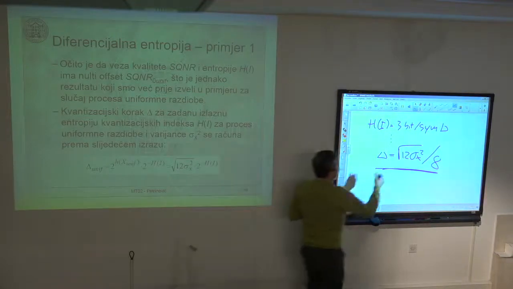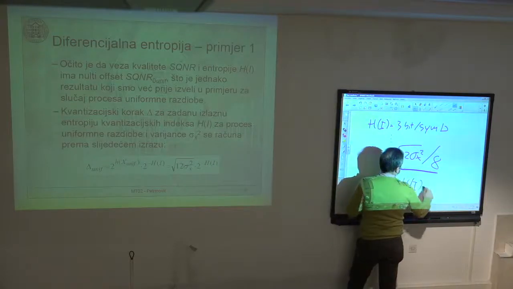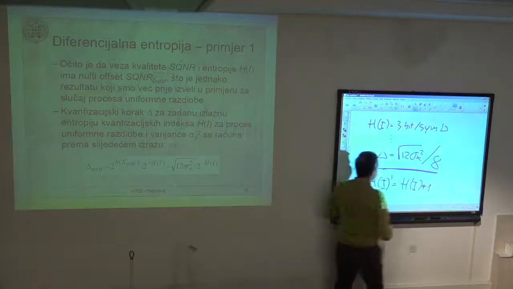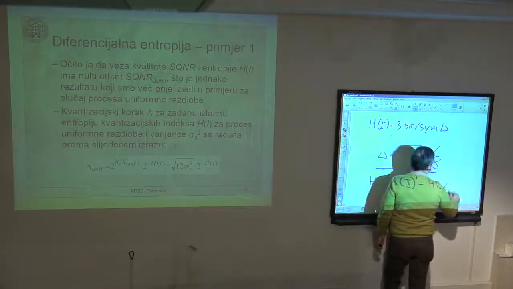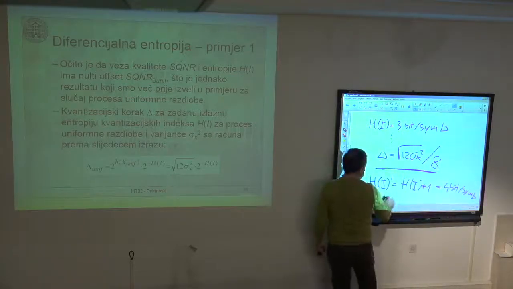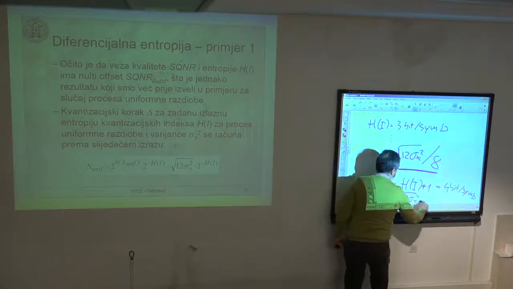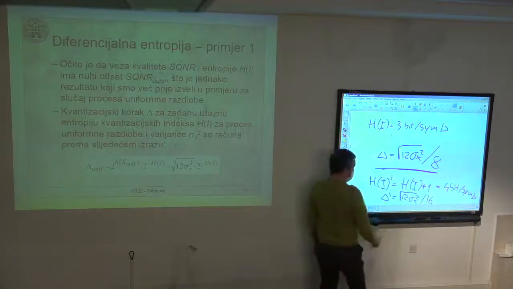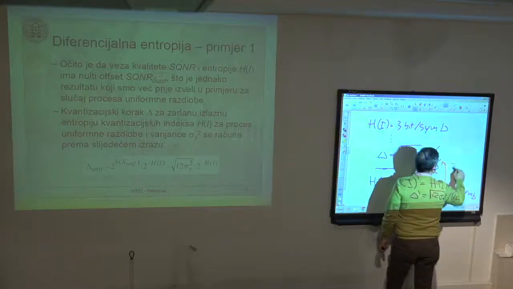And it also shows one obvious result: increasing the entropy by 1 bit, so h(I') equals h(I) plus 1. If I add one additional bit to the output entropy, so now I have 4 bits per symbol, the step size delta prime would be the square root of 12 sigma_x squared divided by 16. So I have a step size that is 2 times smaller.